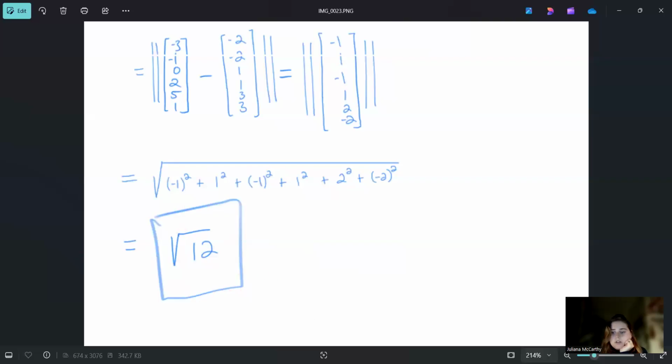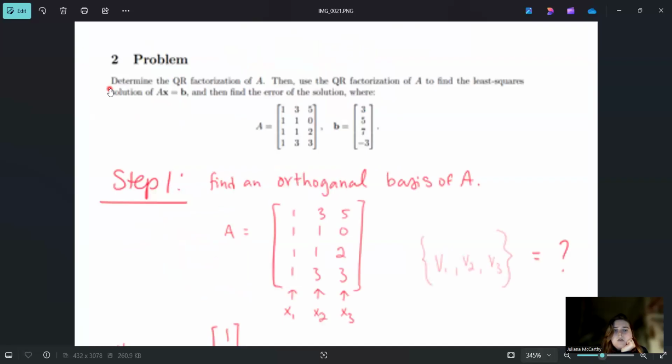Now moving on to the second problem, we want to determine the QR factorization of A. Then use the QR factorization of A to find the least squares solution of Ax = b, and then find the error of the solution, where A and b are given. So we want to find first Q, and Q is the orthonormal basis of A.